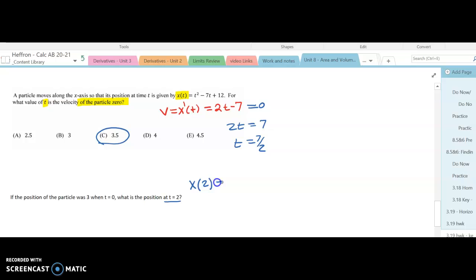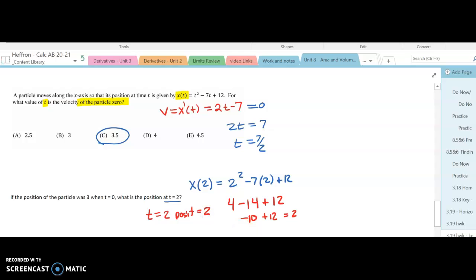x of 2 equals 2 squared minus 7 times 2 plus 12, or 4 minus 14 plus 12. 4 minus 14 would be negative 10, plus 12 is 2. So at t equals 2, our position equals 2, based on everything they gave us.